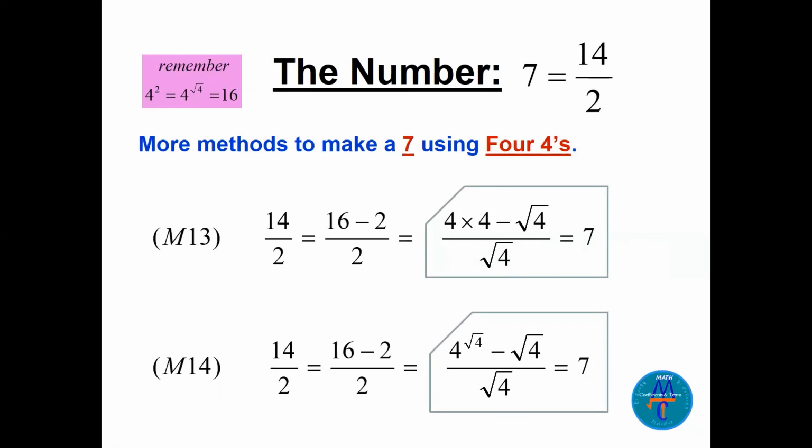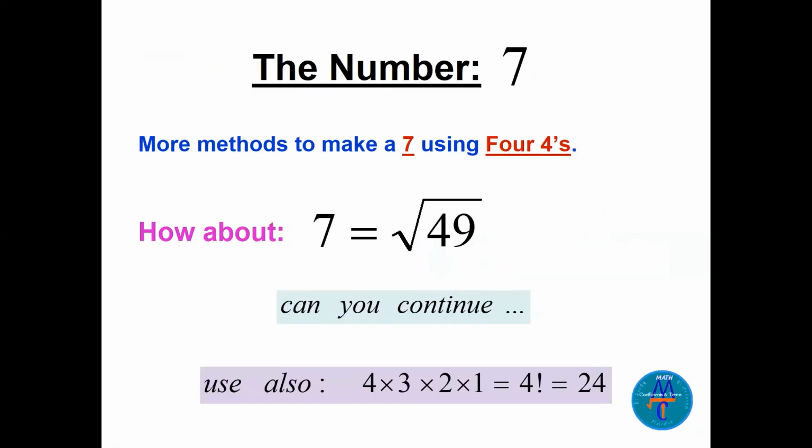Okay, now let's see more methods. Still the number 7. Very nice method. Let's see 7. Can we think of the 7 as square root of 49? Yes.